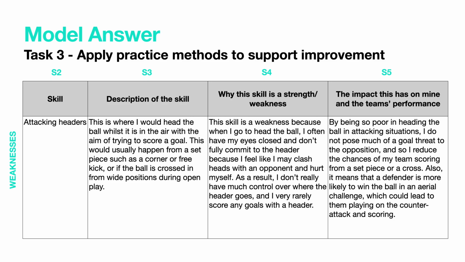And then the impact this has, so by being poor at heading the ball in attacking situations, I do not pose much of a goal threat to the opposition, and so I reduce the chances of my team scoring from a set piece or cross. Also, it means that the defender is more likely to win the ball in an aerial challenge, which could lead to them playing on the counter-attack and scoring. So if I've gone up for a corner and all my team are in the attacking half and I get beaten by a header, the other team have got a chance of going on the counter-attack and scoring from that situation. So that's a potential weakness and obviously a negative impact on my team's performance.